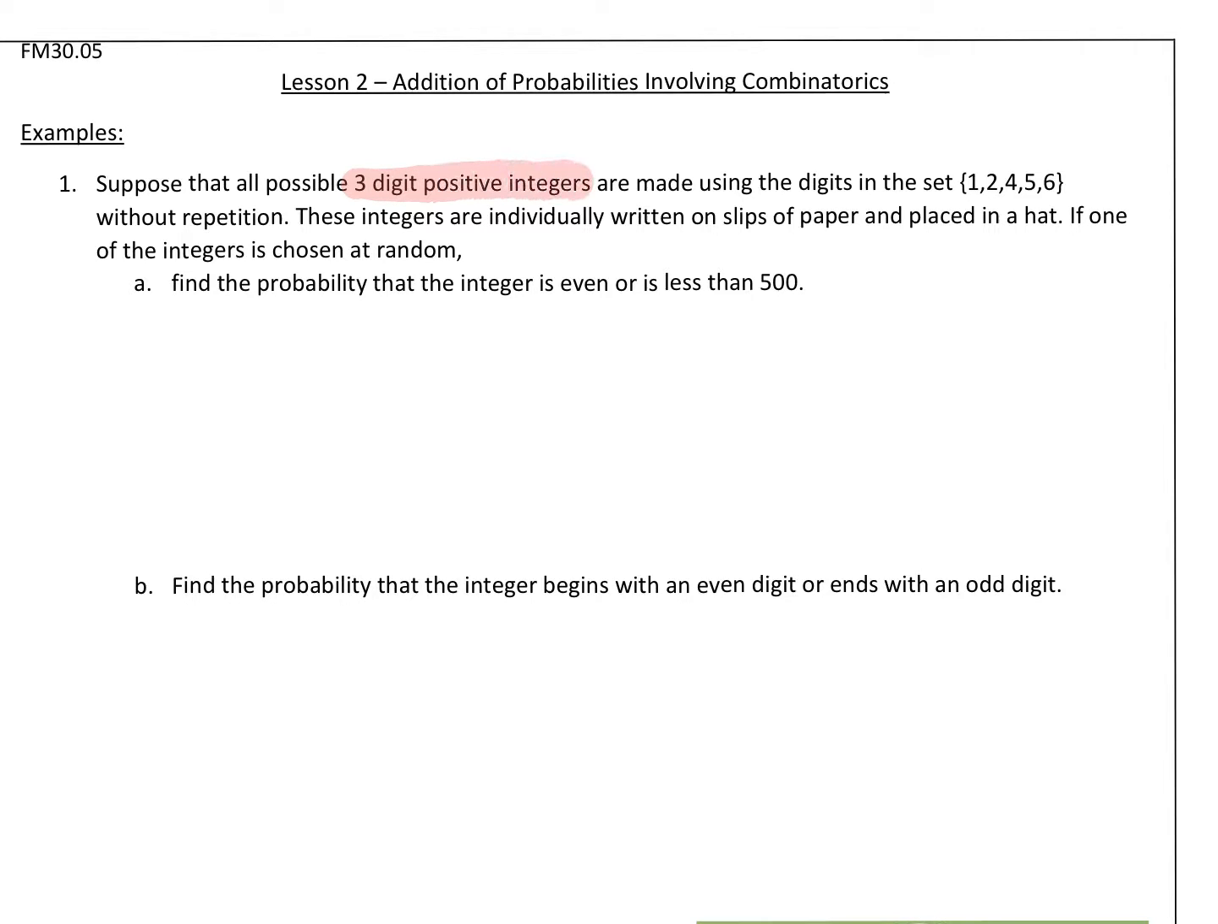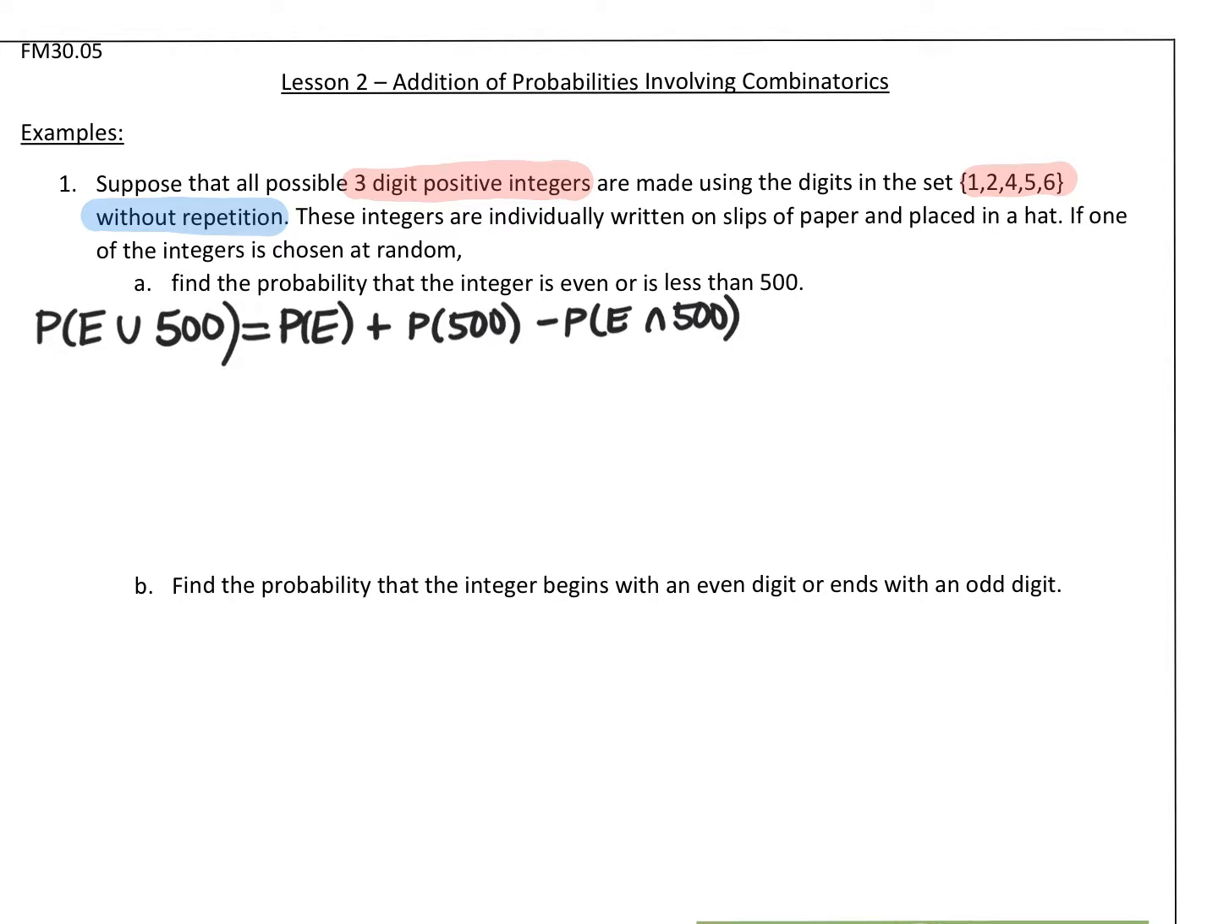So they are 3-digit positive integers. Our set we're choosing from is 1, 2, 4, 5, and 6. There is no repetition allowed, and we need to put one in and draw one out. And the question here is saying, find the probability that the integer is even or it's less than 500. I'll just use 500 for that. So we know that that's going to be the probability that it's even plus the probability that it's less than 500 minus the probability that it's even and less than 500. Okay, so remember, again, we want to examine each individual probability on their own.